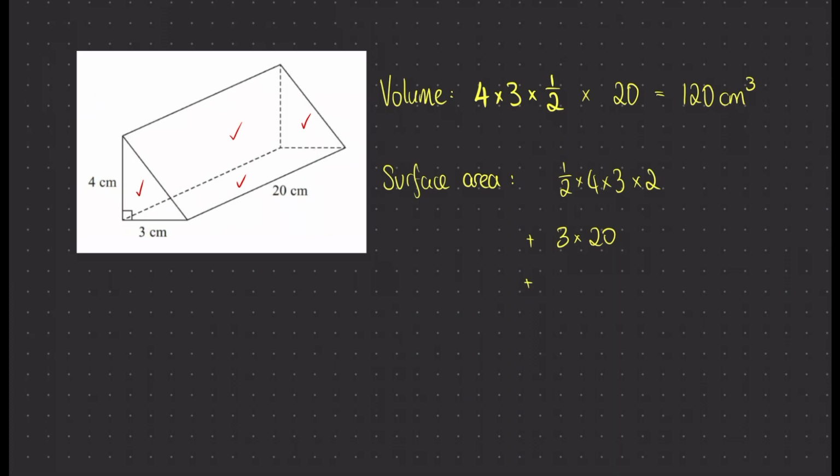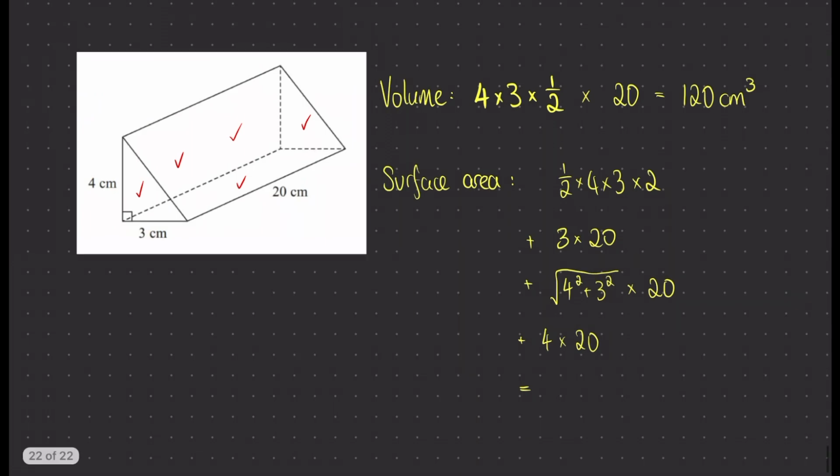So to work out the diagonal of this right-angled triangle, I'm going to use Pythagoras. So 4 squared plus 3 squared, all square rooted. Multiply that by the length of that rectangle, which is 20. And finally, the rear face, which is going to be 4 times 20. Okay, and if I put all of those into my calculator, that works out to be 252 centimeters squared.